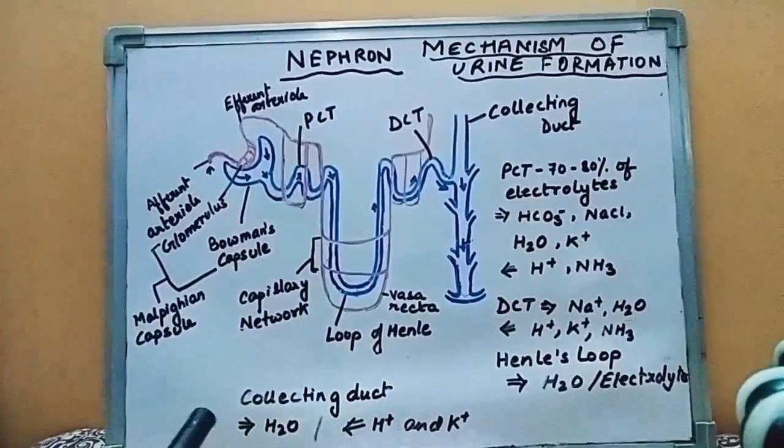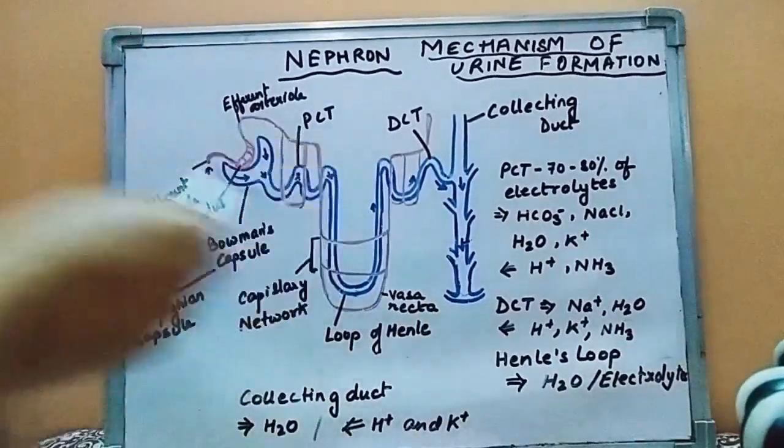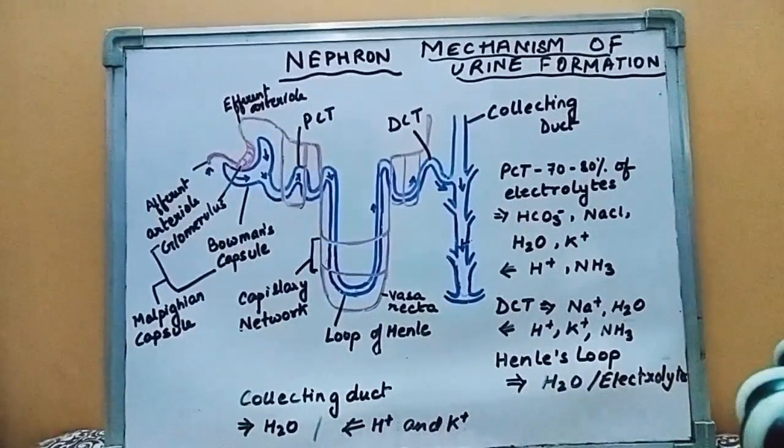What happens is that the descending limb is permeable to water but impermeable to ions, whereas the ascending limb is impermeable to water and permeable to ions. So that creates a difference which helps in maintaining the ionic balance of the blood.